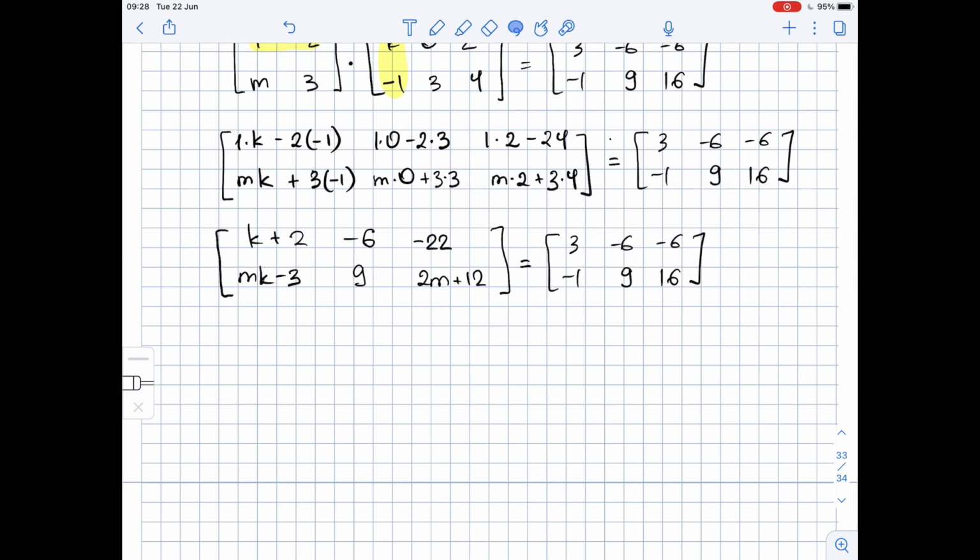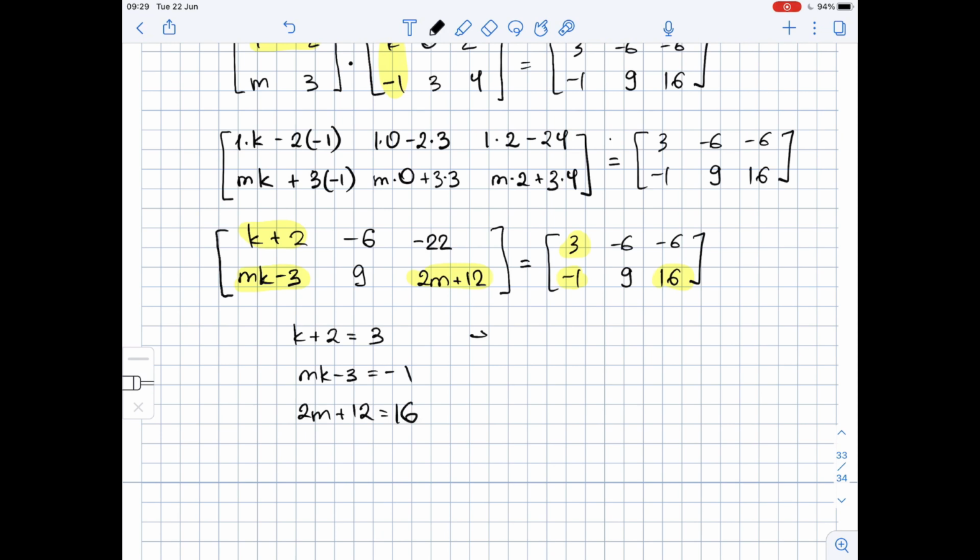Now, in order for two matrices to be equal, all of their entries need to be equal. So that means that, for instance, k plus 2 has to be equal to 3. mk minus 3 has to be equal to negative 1. And 2m plus 12 has to be equal to 16. Let's write this down. We get that k plus 2 equals 3. mk minus 3 equals negative 1. And 2m plus 12 equals 16.